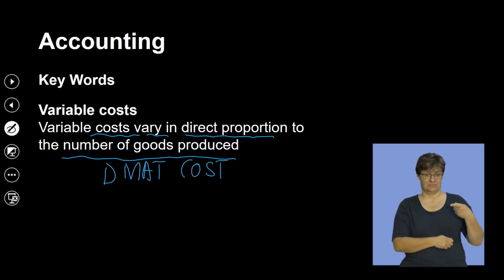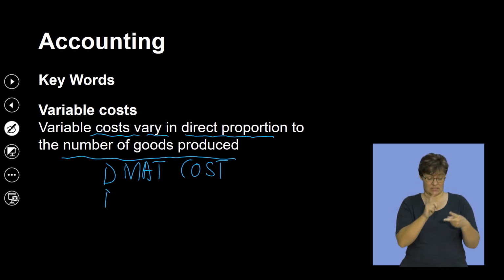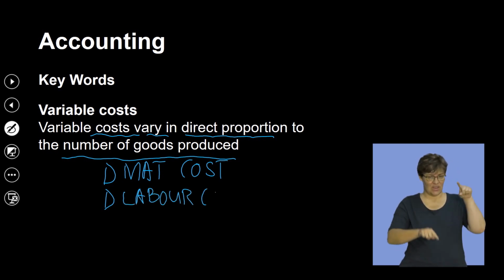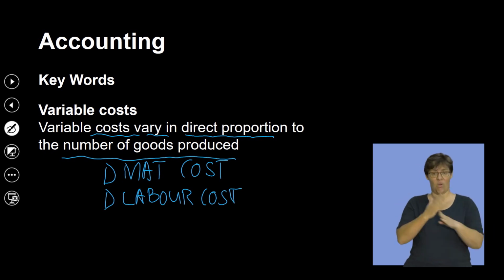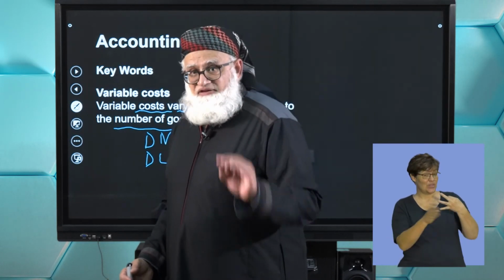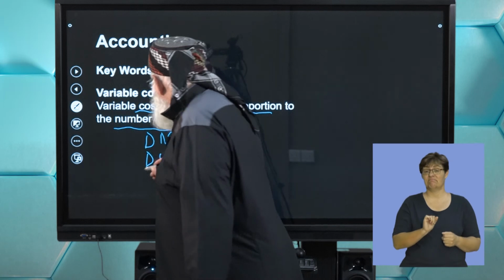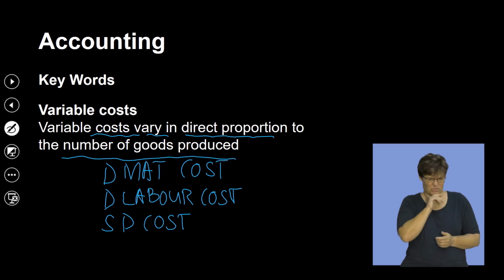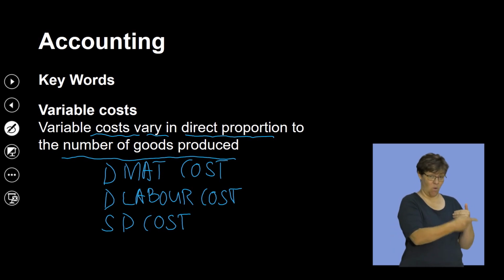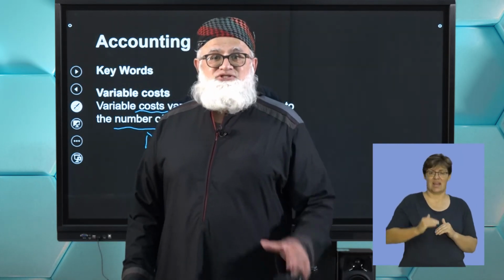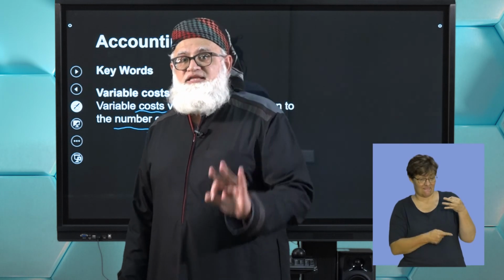Okay? First one. Number two, direct labor cost. Again, you can see it is a variable cost because, as I explained earlier, the more you produce, the more labor you require. And the third one that falls in this category will be your selling and distribution cost. In other words, the more you produce, the more you're going to sell. The more you're going to sell, the higher your selling costs are going to be. These three are your variable costs.